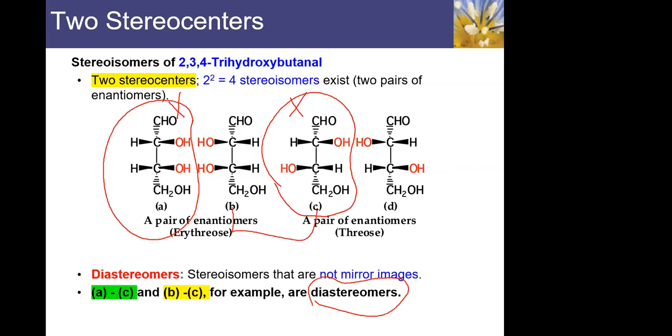B and C. Again, diastereomers. Look at them. They're not even mirror images at all. So you can say diastereomers are also stereoisomers, but they are never mirror images of each other.